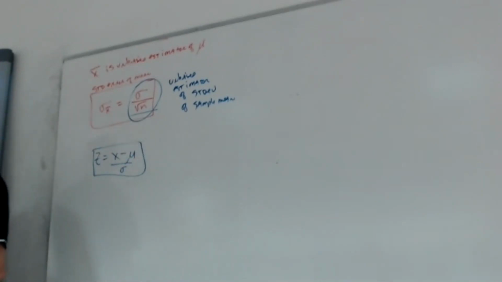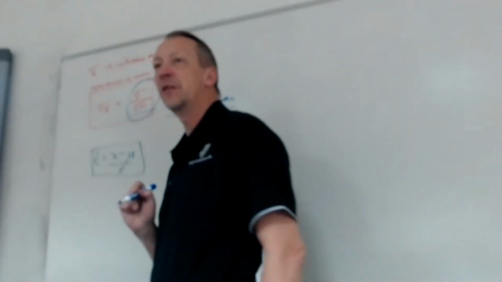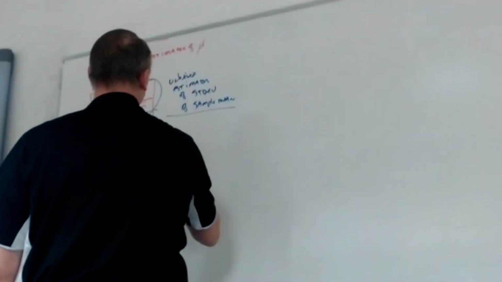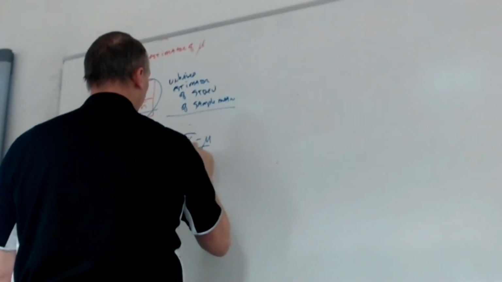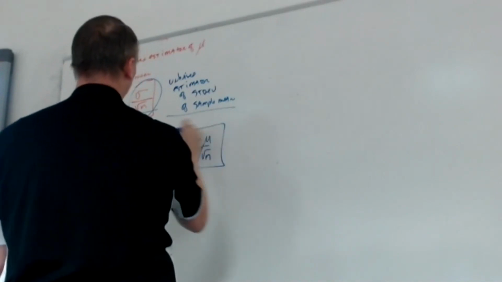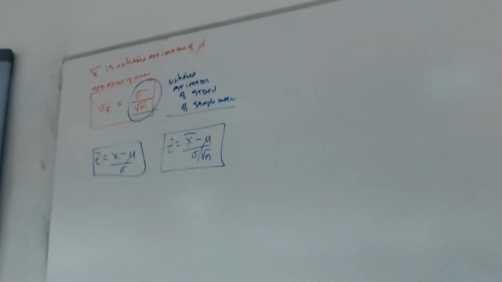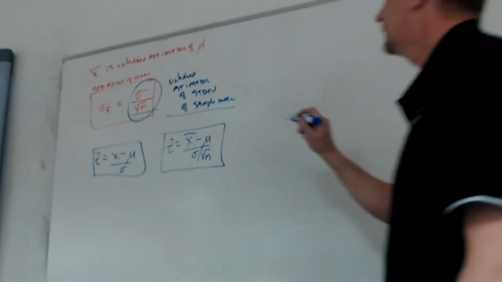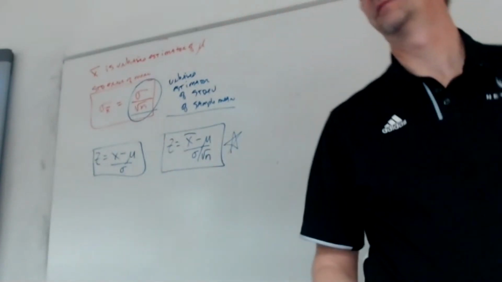The formula I'm going to give you today is a very similar formula. It's going to be Z equals X bar minus mu over sigma over the square root of n. Okay? So you can see those are very, very similar formulas. Now here's how I'm going to tell you to remember them. This is the formula that I would prefer that you use all the time.